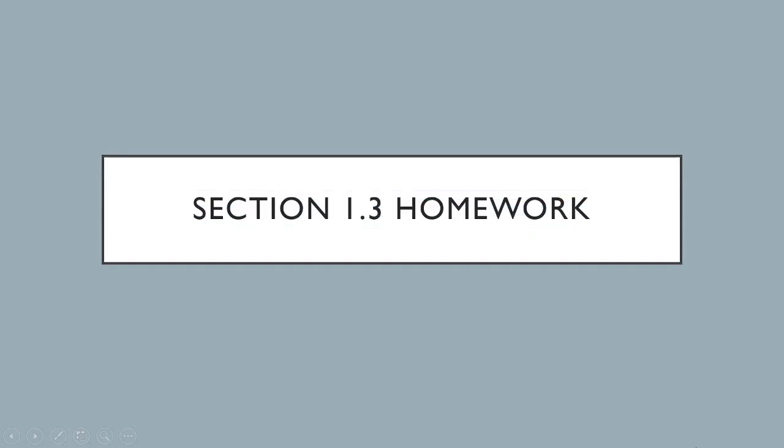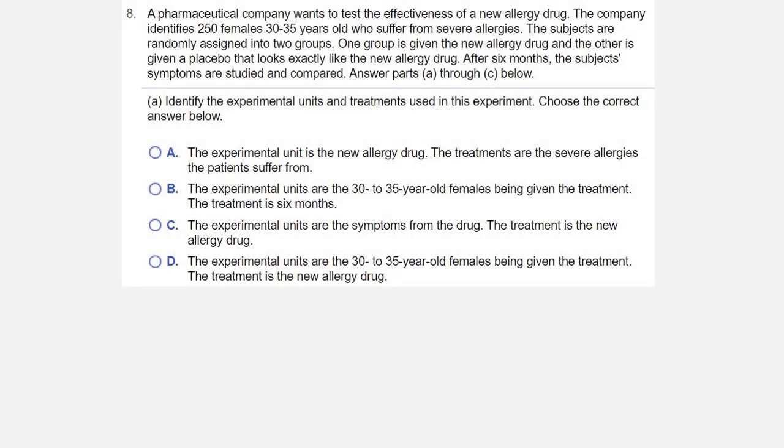We're looking at homework for section 1.3. This is question number 8. A pharmaceutical company wants to test the effectiveness of a new allergy drug. The company identifies 250 females, 30 to 35 years old, who suffer from severe allergies.